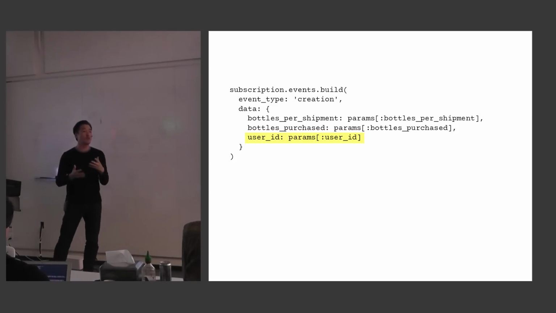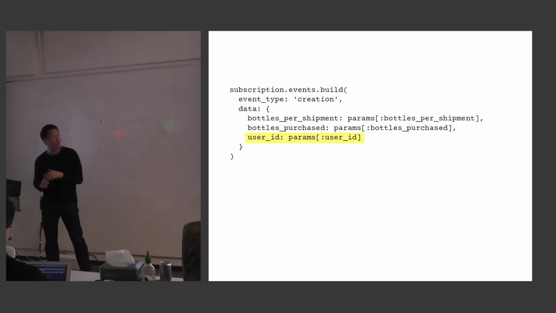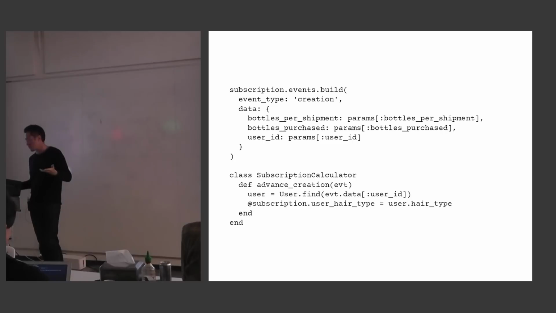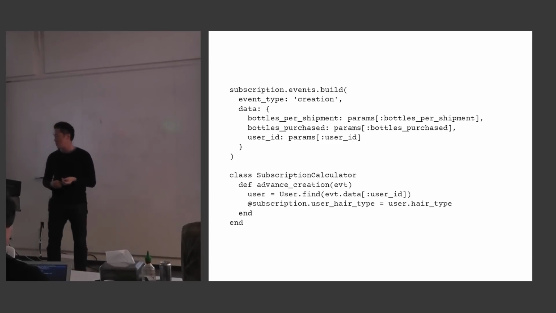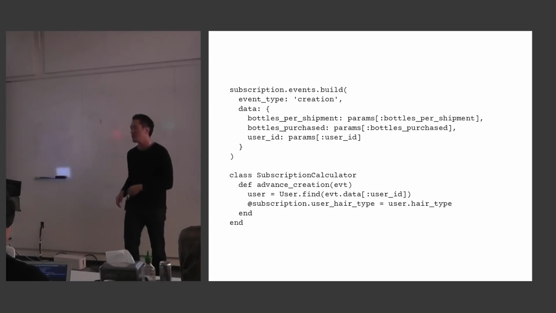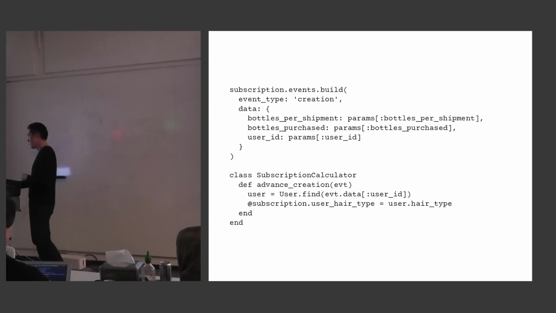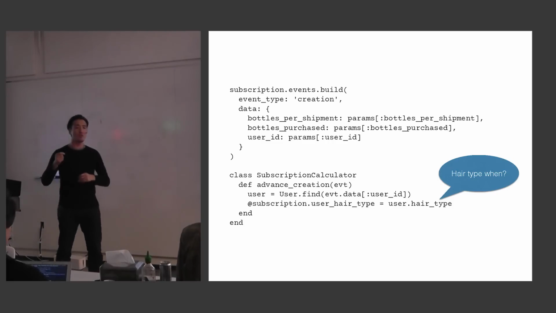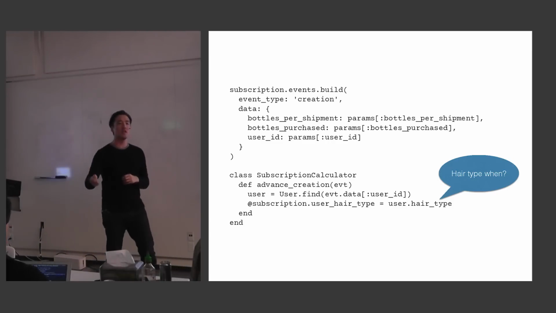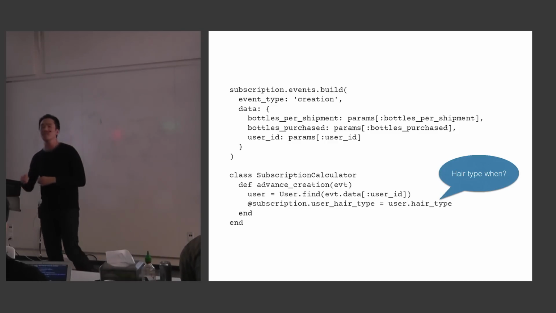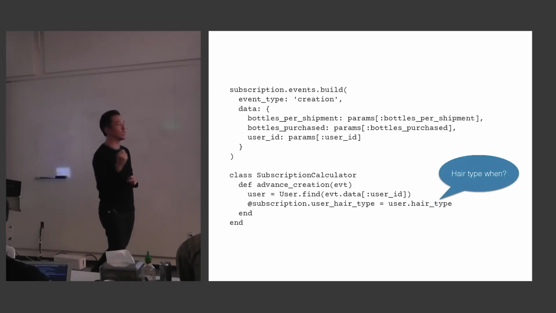Because Rails models don't give you a great way to know if they've been updated, or what has been updated. Let's say subscriptions have users, right? And let's say we add a field to the subscription called user hair type, which is just the hair type of the user that you've stored on the user record. I don't know if any of you can see where this gets tricky. You have to ask yourself, hair type when? Let's say the user was created a year ago, and the subscription was initially created a year ago. And then sometime in the last year, they changed their hair type.